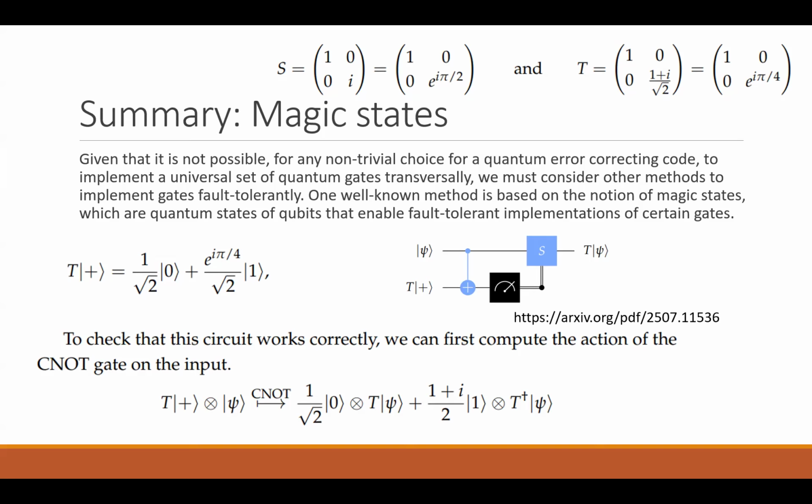Right, so this is T. Remember that T plus is 1 over square root 2 times (0 plus e^{i pi/4} 1), tensor with some state, let's say alpha 0 plus beta 1. Okay, so let's say we do this computation. And now I connect 0 here, and 1 again.